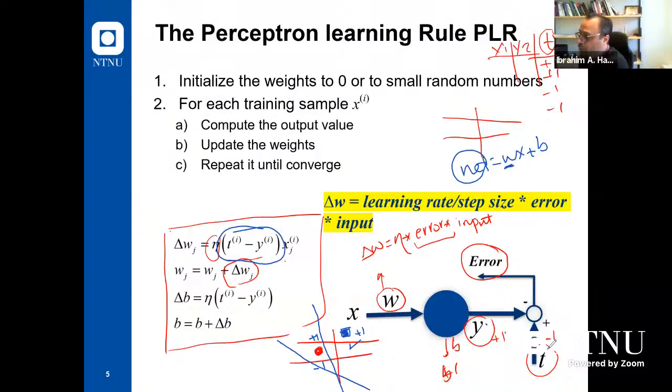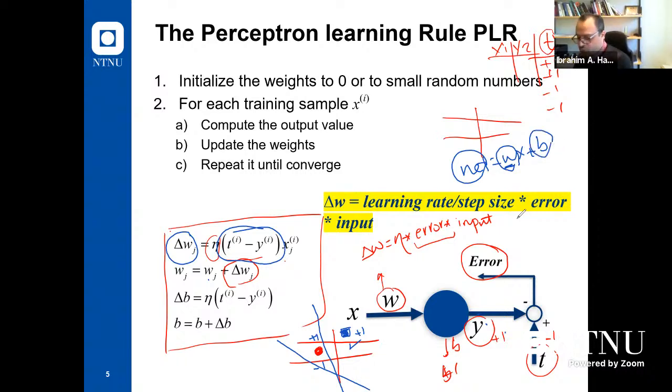This error value, we will multiply it by the learning rate, which is a step size. For example, it could be a big number or a small number. It's up to you to select. Then multiply by the input, so we will calculate this delta omega. Once you have delta omega, you can adjust your omega: new omega equals old omega plus this delta omega. So now we started to change the omega value step by step, right? We will do the same for the bias, because we also have this bias. We will do it for omega first, and after that we will do it for the bias.